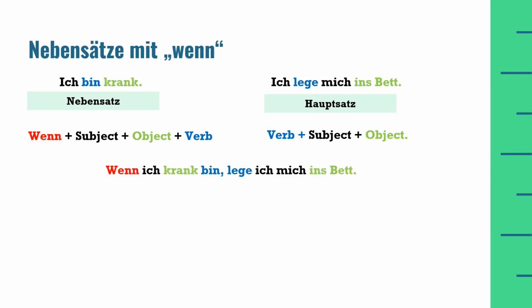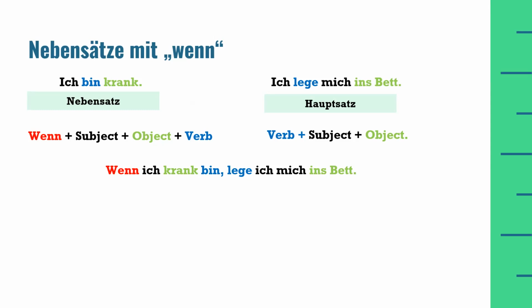wenn ich krank bin, lege ich mich ins Bett. So if we look at this sentence structure, we have started the sentence with a Nebensatz with wenn. Then at second position, I have used subject of sentence, which is ich. Then comes the verb of sentence, which is sein, but it is conjugated according to subject of sentence. So sein becomes bin for the subject ich.